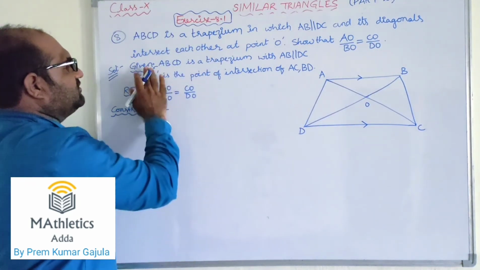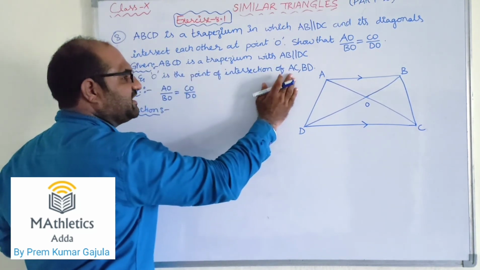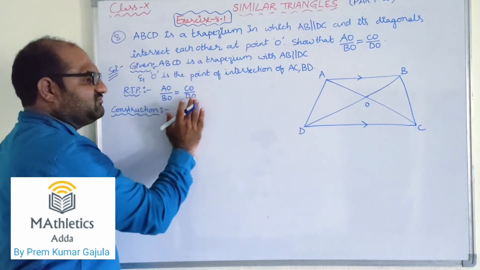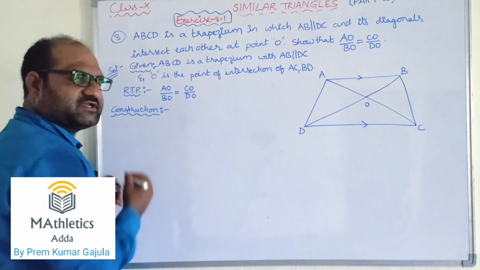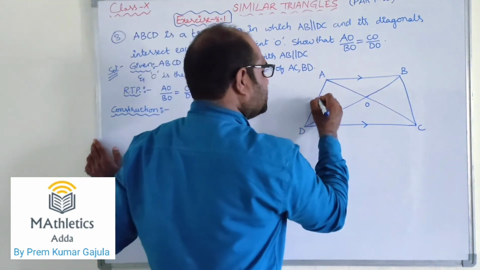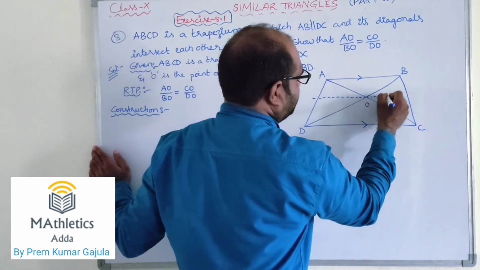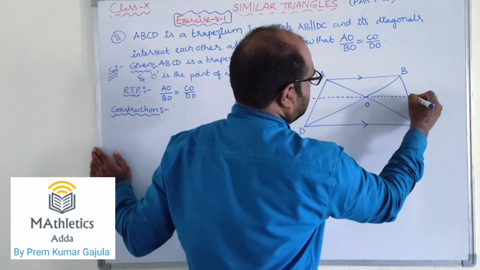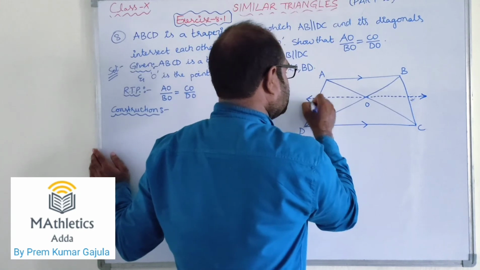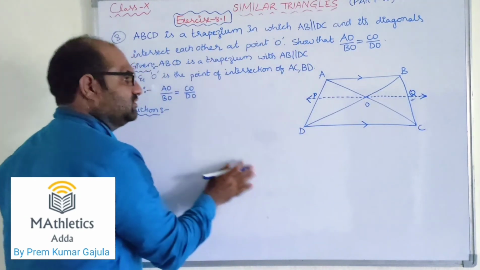Okay. So now what is given? ABCD is a trapezium with AB parallel to DC and O is the point of intersection of the diagonals AC and BD. Now what is required to prove is AO by OB is equal to CO by DO. Okay. So for that we need to construct one thing, that is construct a parallel PQ through the point of intersection O. Okay. So I am constructing one PQ line which is passing through O.